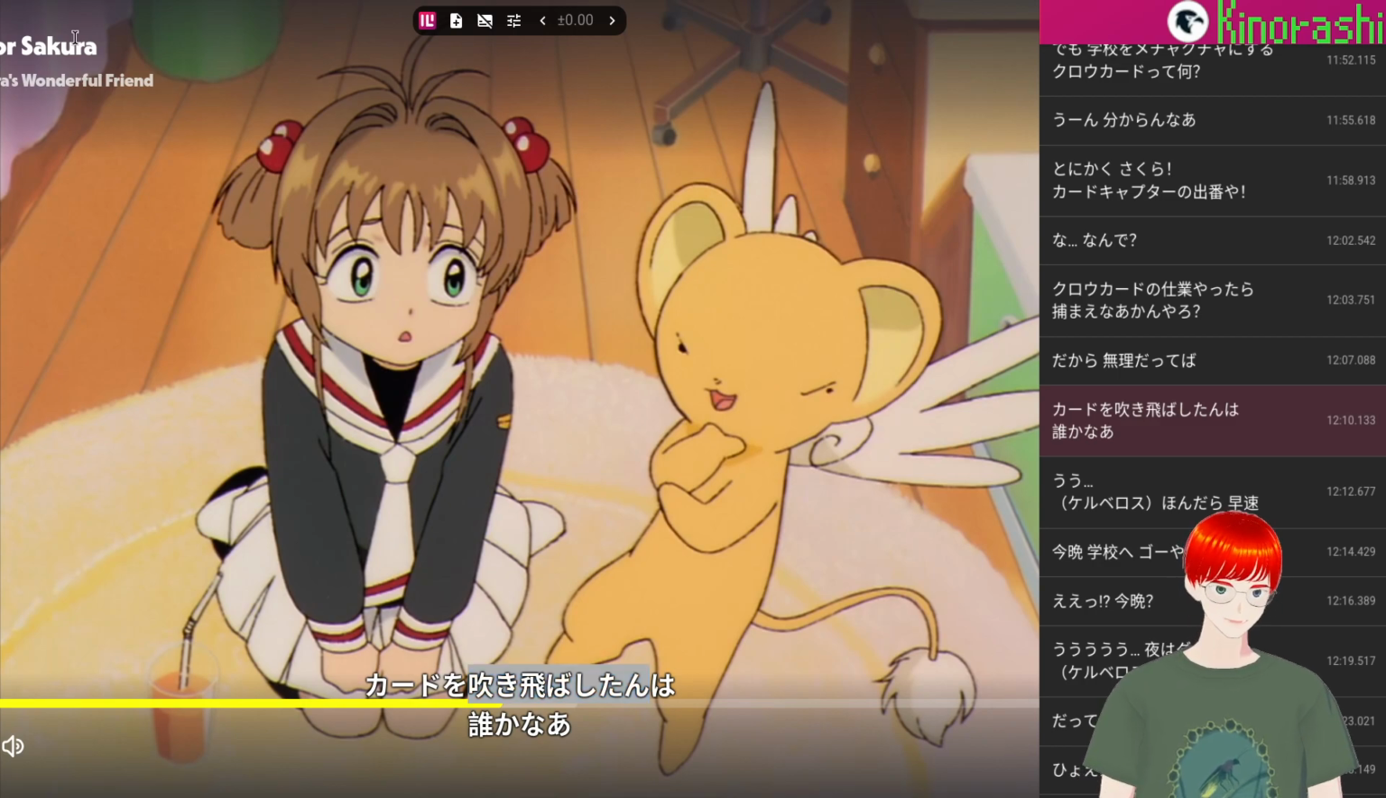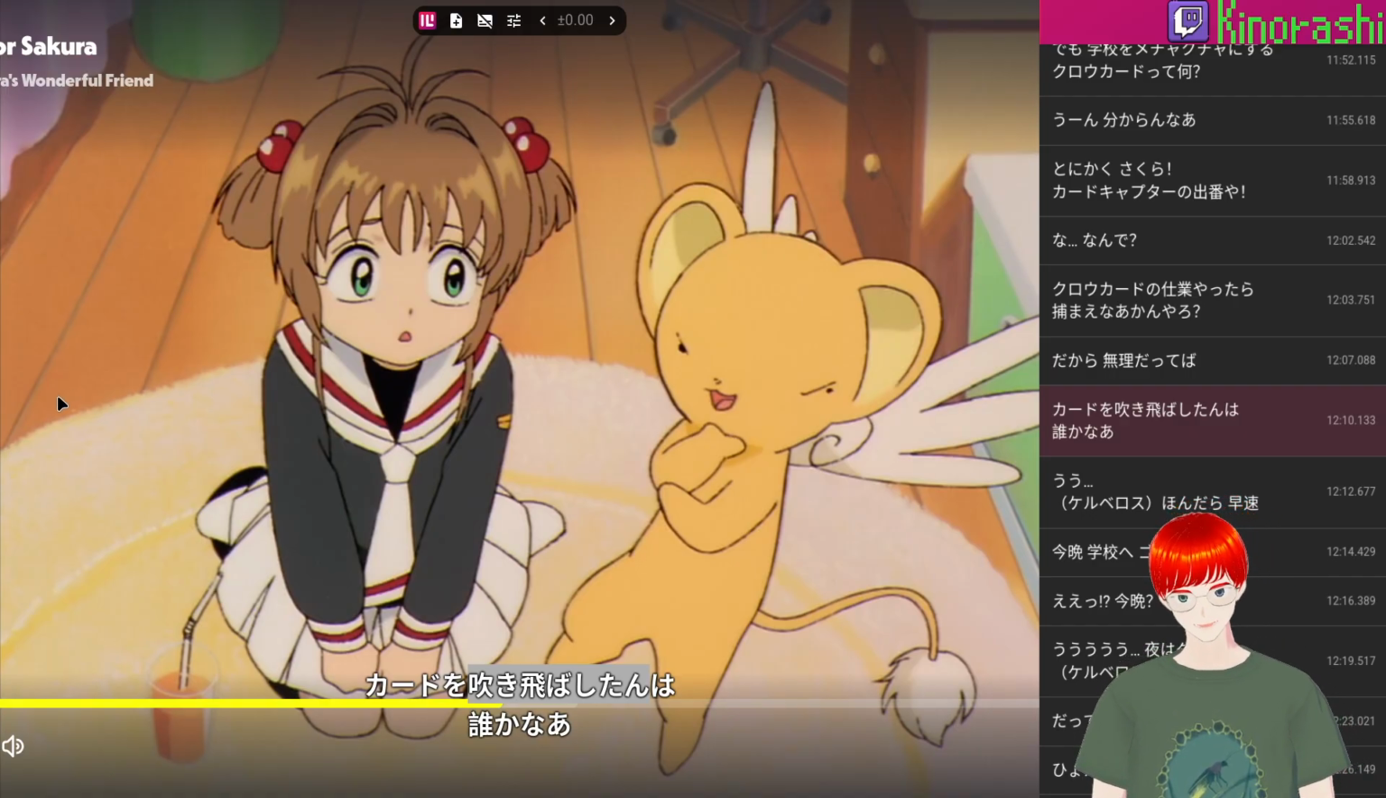Let's see, where did these words derive from? The first one derives from fuku, to blow. And the second one derives from tobasu, to let fly, to make fly, to send flying. So basically, literally like the English expression to blow away.